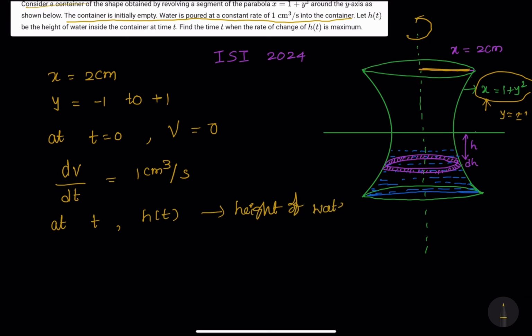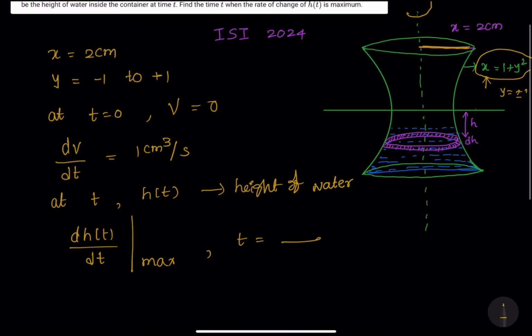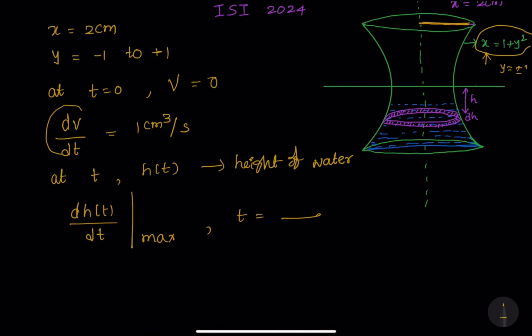So what do we have to find out? Find the time t when the rate of change of h(t) is maximum. When dh(t) upon dt is maximum, what is the value of t? So this is what we have to figure out. Alright, dV by dt is given. So let us find out the volume of water in terms of h(t).